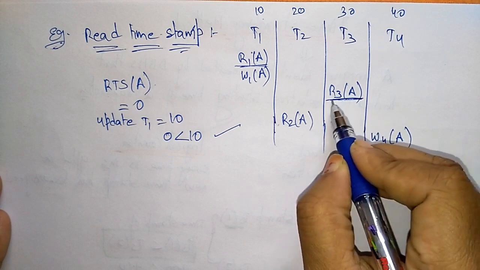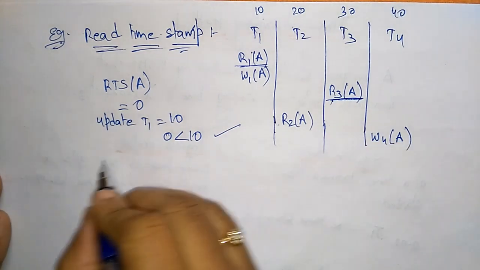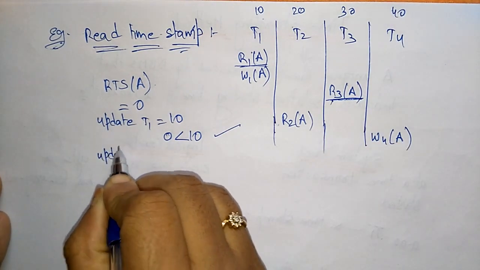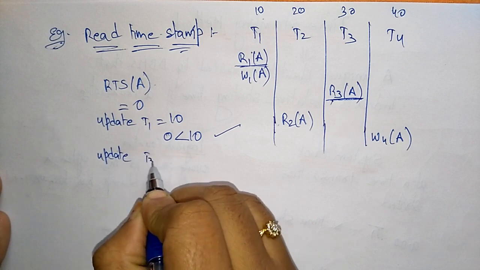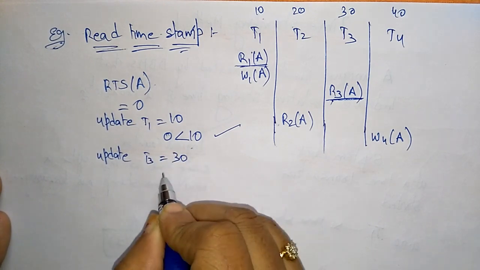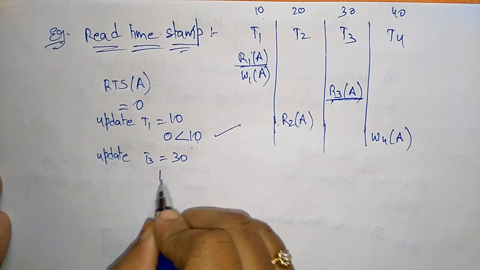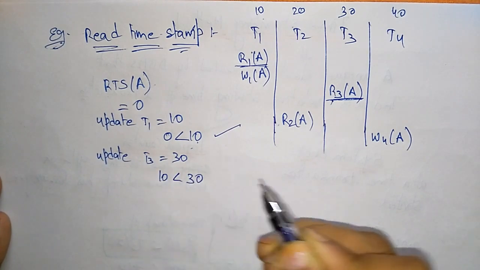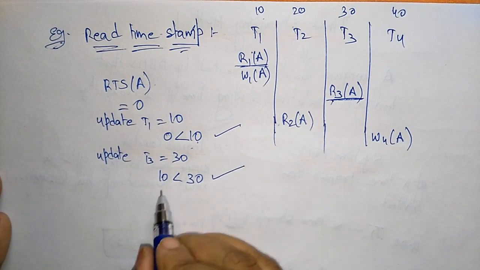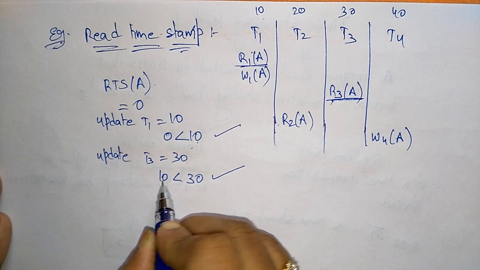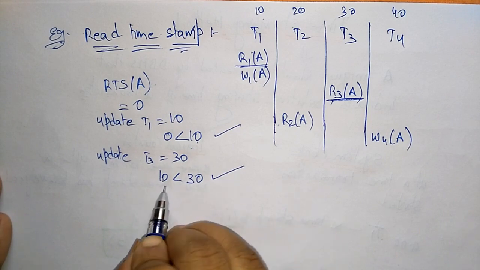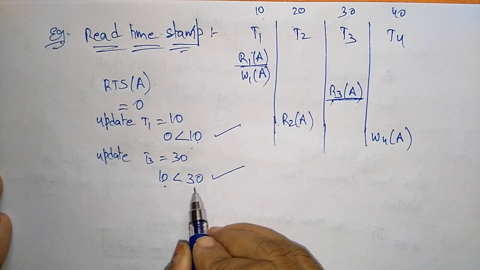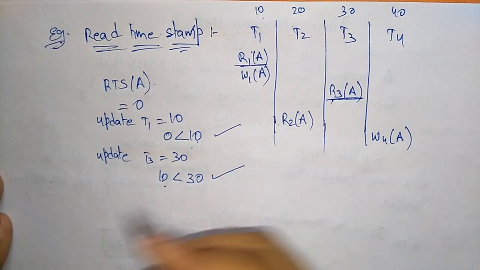So the next read occurs at T3. So update T3, which is equal to 30. So 10 is less than 30. This is also correct. It means the least transaction should be the starting transaction, or else the transaction should be less than the next transaction.